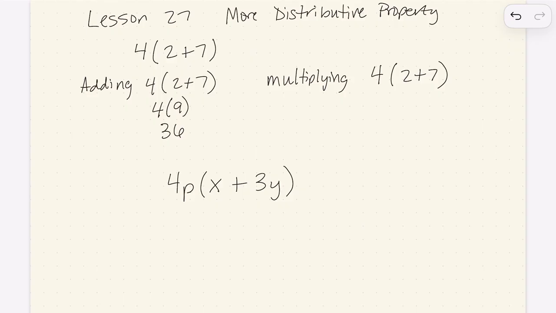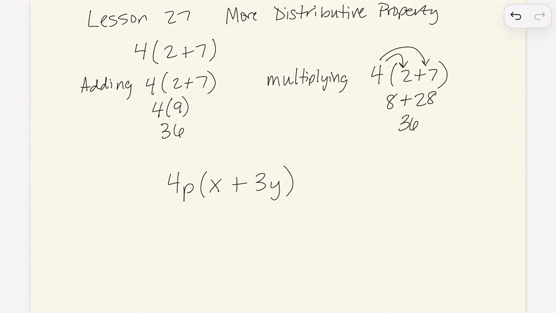Then we also learned how to do it by multiplying first. So then we did 4 times 2 and then 4 times 7. So 4 times 2 is 8, 4 times 7 is 28, 8 plus 28 is 36. So you get the same answer both ways.